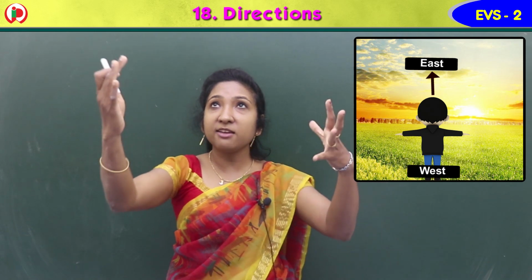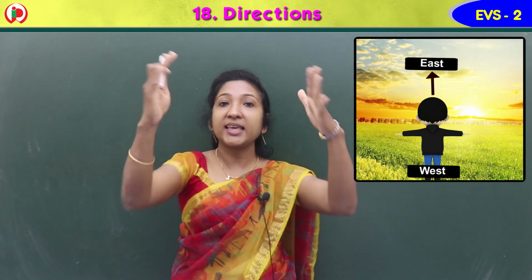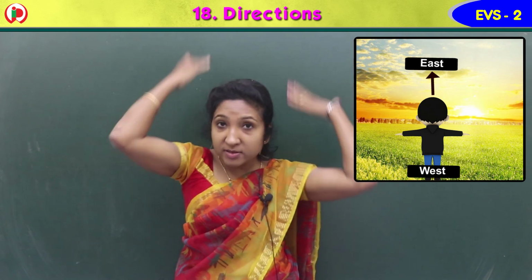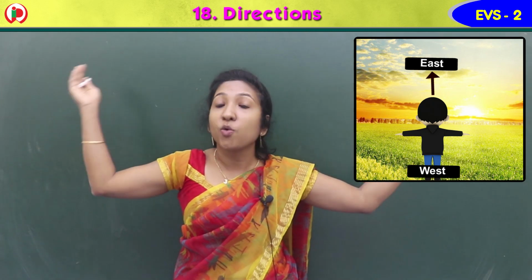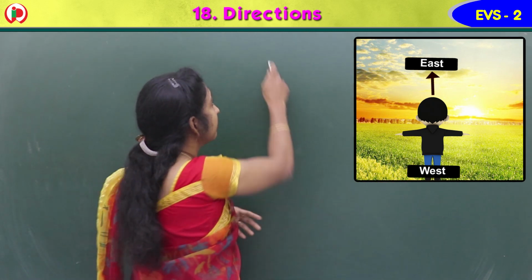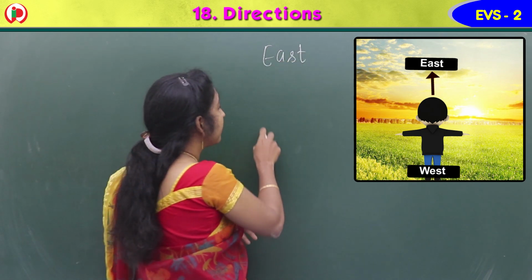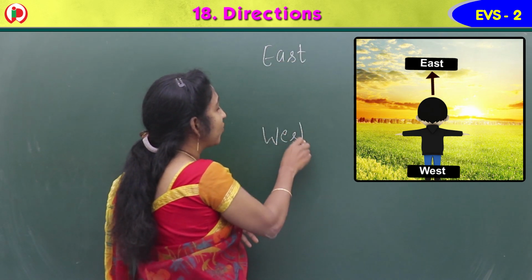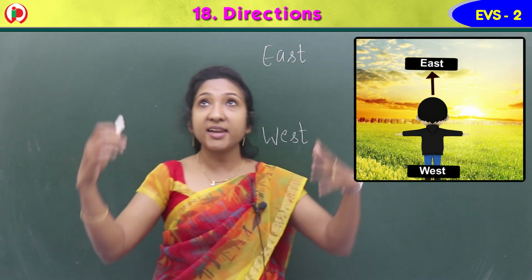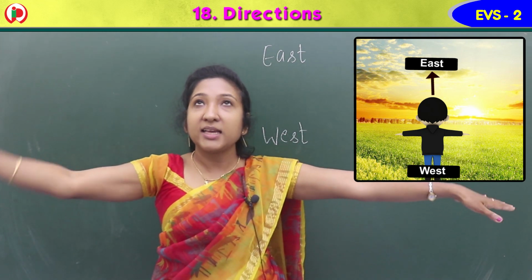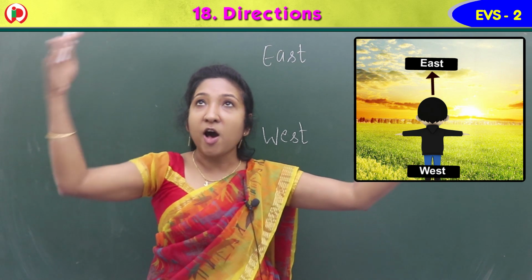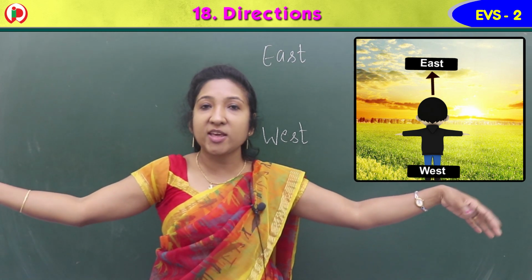So you are standing in front of the sun. This is the east direction, and opposite or behind you is the west direction. East, east, then west, west. So you are standing in front of the rising sun. It is the east direction. Opposite to you is the west direction.